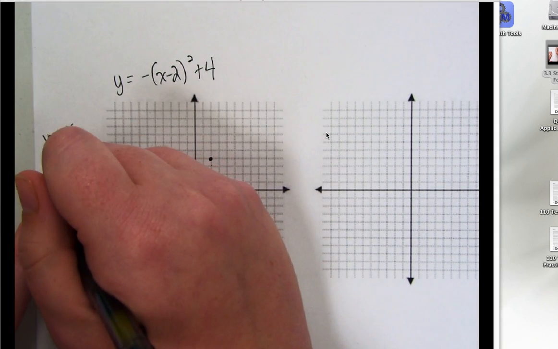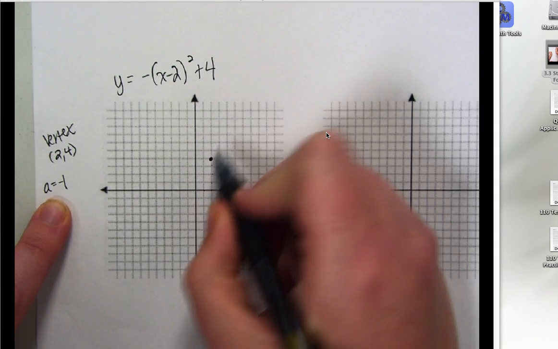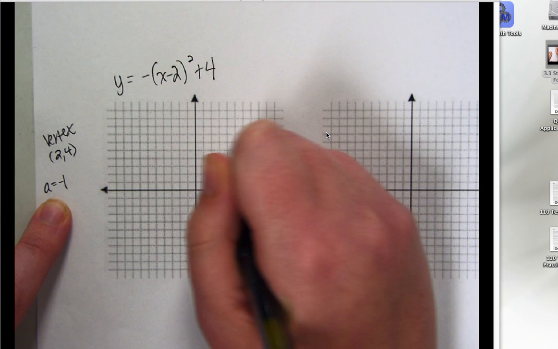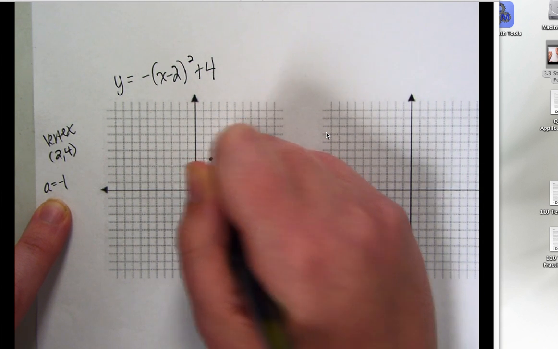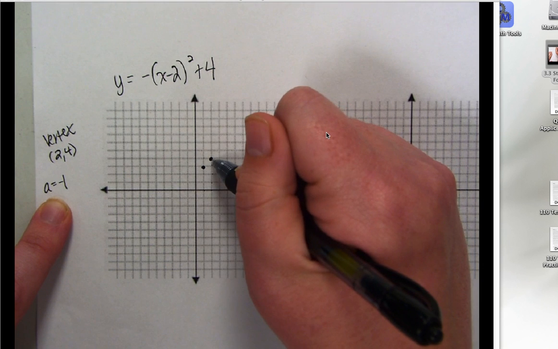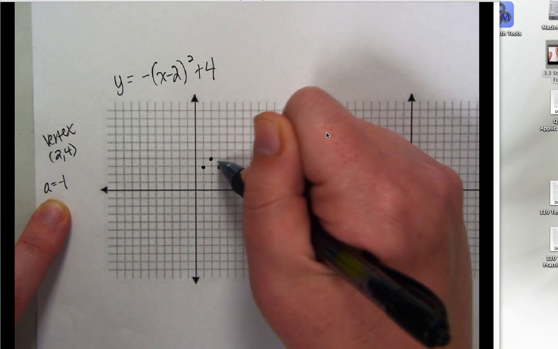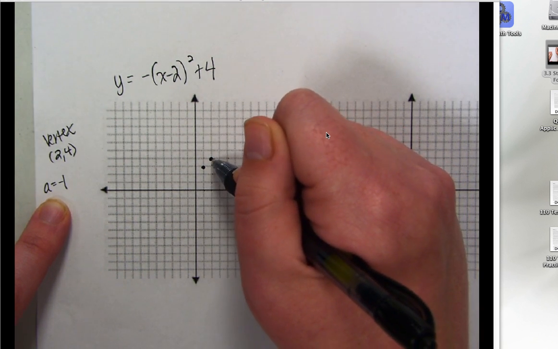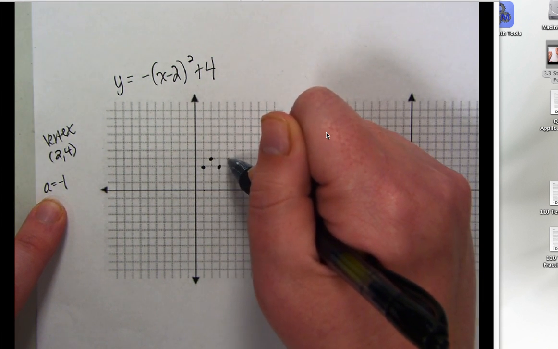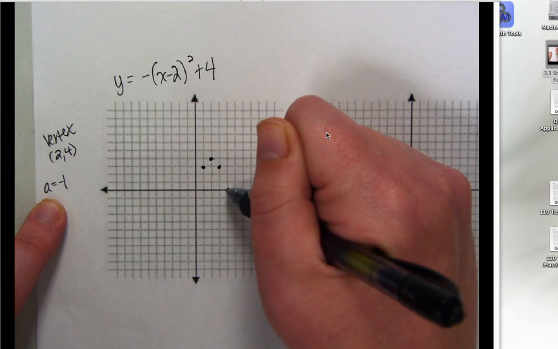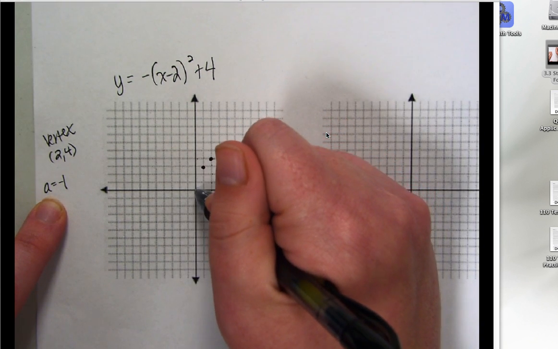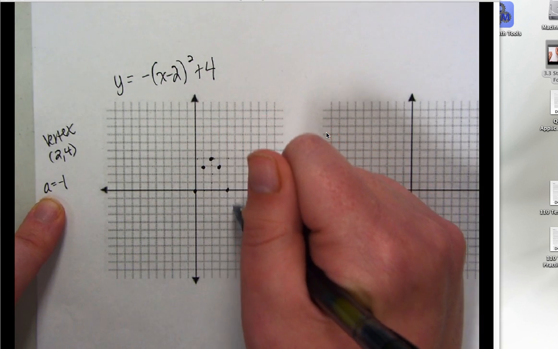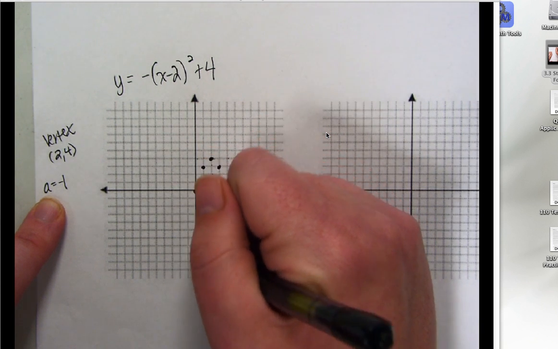Our a value is negative 1. So that tells me from that vertex, I'm going to go right 1 and then down 1. And then I can do left 1, down 1. I can find a few more. I can go right 2, and on our original graph, it would have been right 2, up 4, if it was just the parent function. But this one, since it's negative 1, is right 2, down 4. Hey, check that out. That's getting us our intercepts. Left 2, down 4. And if we really wanted to, we could go right 3, down 9, and left 3, down 9 as well.